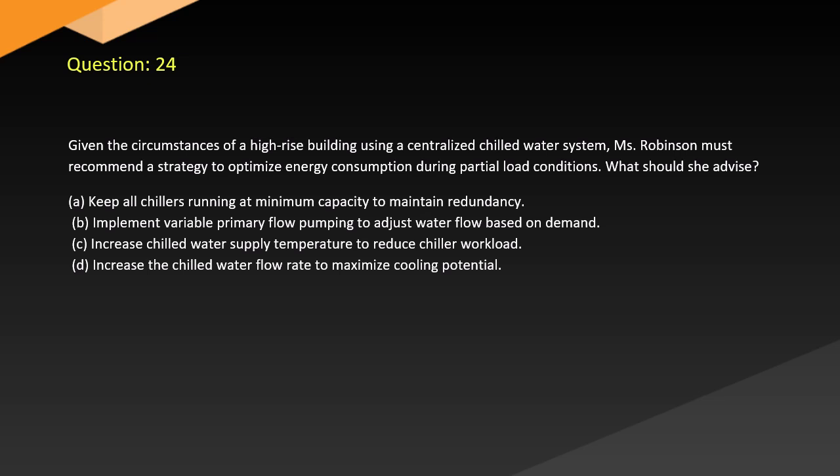Question 24. Given the circumstances of a high-rise building using a centralized chilled water system, Ms. Robinson must recommend a strategy to optimize energy consumption during partial load conditions. What should she advise? A. Keep all chillers running at minimum capacity to maintain redundancy. B. Implement variable primary flow pumping to adjust water flow based on demand. C. Increase chilled water supply temperature to reduce chiller workload. D. Increase the chilled water flow rate to maximize cooling potential.